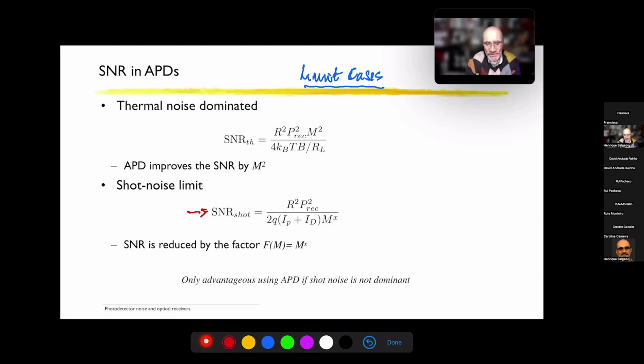And so in the shot noise limit, the APD in fact reduces the signal-to-noise ratio. And so there is no advantage in using an APD if shot noise or quantum noise is the limiting factor in the photodetector. And so the conclusion is that there's only an advantage in using an APD if shot noise is not the dominant source of noise at the optical receiver.